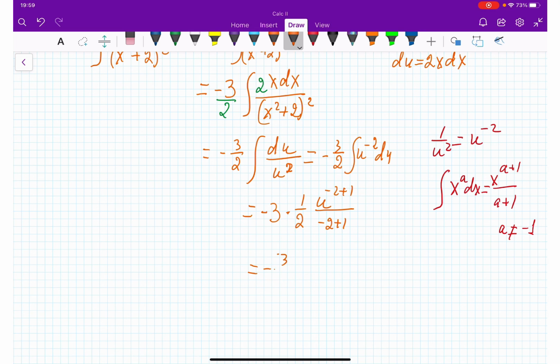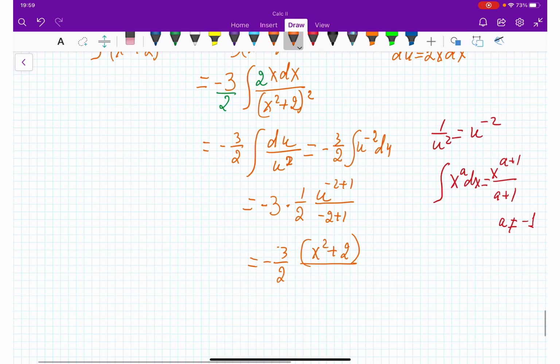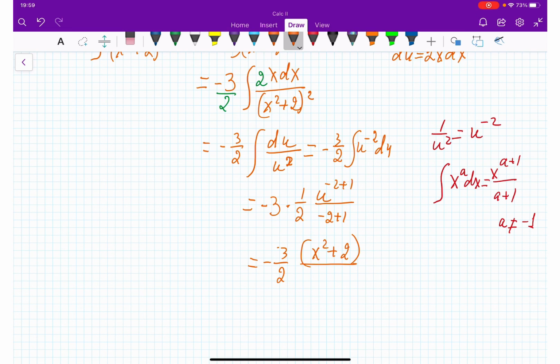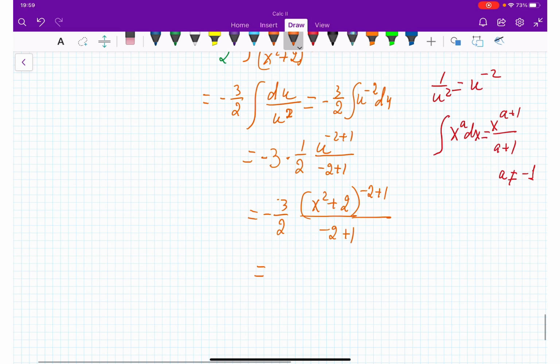we are going to get negative 3 over 2, and we will get x squared plus 2 to power negative 2 plus 1, right? And negative 2 plus 1 is going to be equal negative 1. So negative 3 over 2 times x squared plus 2 to power negative 1, and here also negative 1.